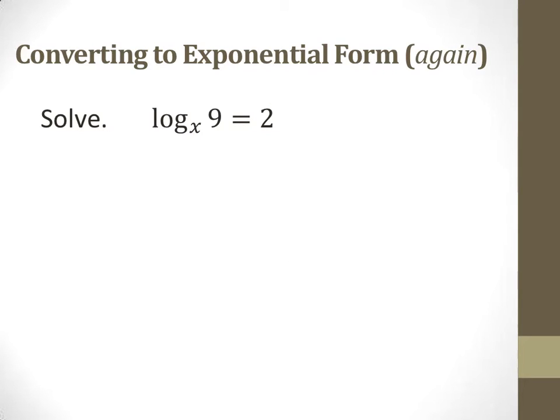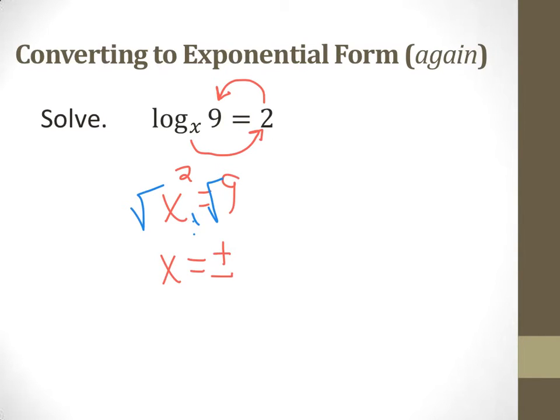Let's do that again. The x now is in the base. That's going to raise the 2 up on its shoulder and is going to equal 9. So that gives us x squared is equal to 9. Let's take the square root of both sides. That's a quadratic. And when you take the square root of both sides, you get plus or minus the square root of 9, which is x is equal to plus or minus 3.